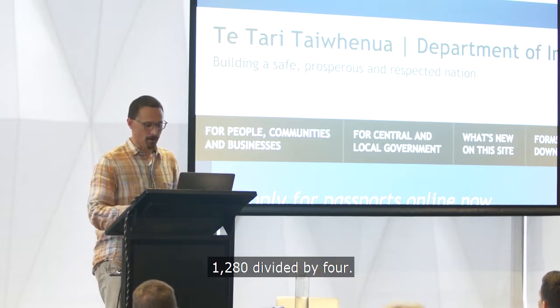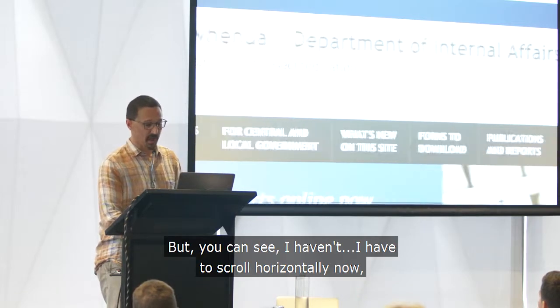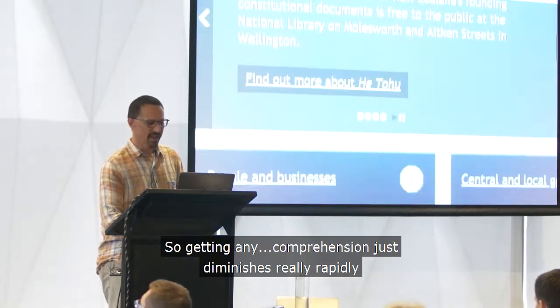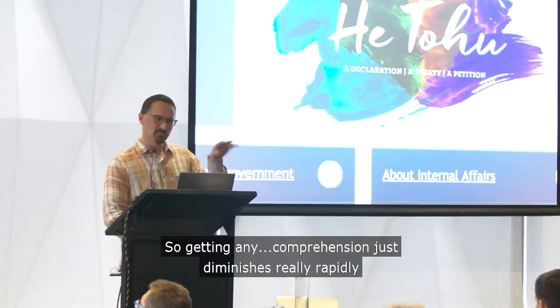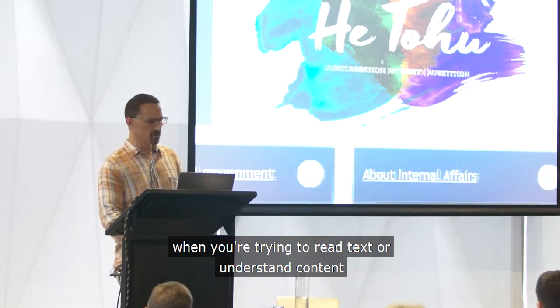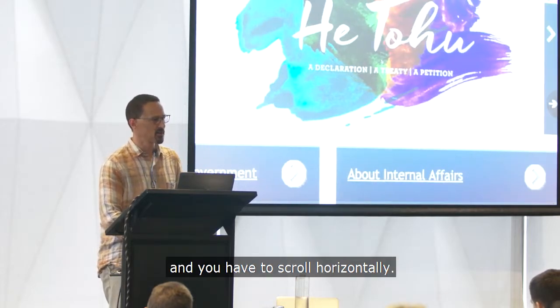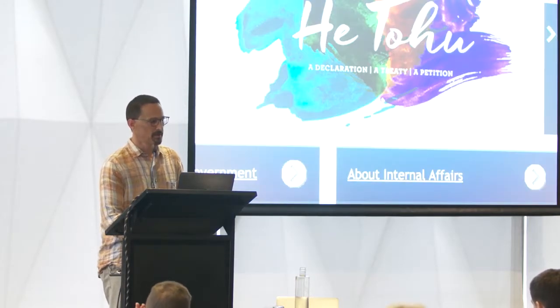That's the equivalent of 320 CSS pixels, right? 1280 divided by 4. But you can see I have to scroll horizontally now in order to interact with this site. So getting any comprehension just diminishes really rapidly when you're trying to read text or understand content and you have to scroll horizontally, right?